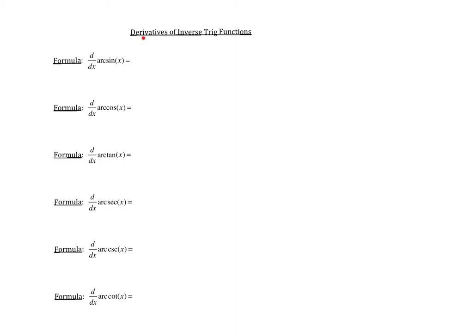Let's talk about the derivatives of inverse trig functions. Now, the inverse trig functions come in related pairs, just like the trig functions come in related pairs. And we'll see that their derivatives look pretty similar. So for the first one, we've got the derivative of arc sine, and it looks like this. It's going to be 1 over the square root of 1 minus x squared. And we will be deriving this derivative at the end of this video.